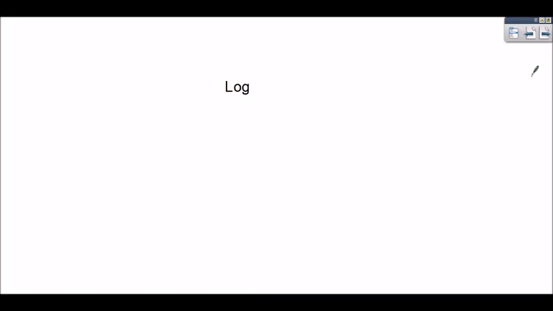This is Mr. Gardner and this is Math Time with Mr. G. Today we're going to talk about logarithmic functions. In short, we call them logs. Instead of showing you what it is, I'm going to have you guys do it, and then I'll show you how you could have done it faster.